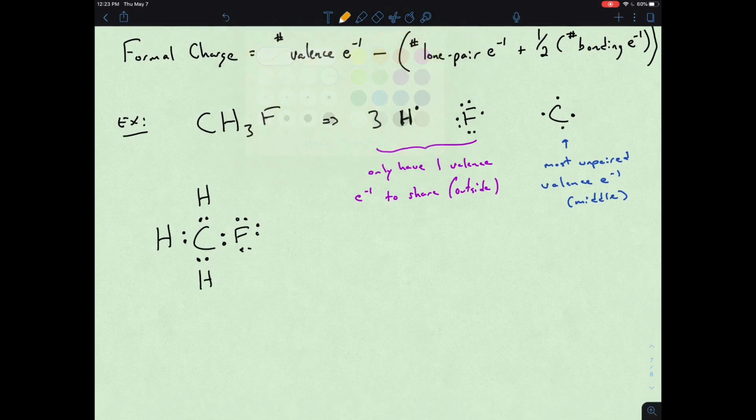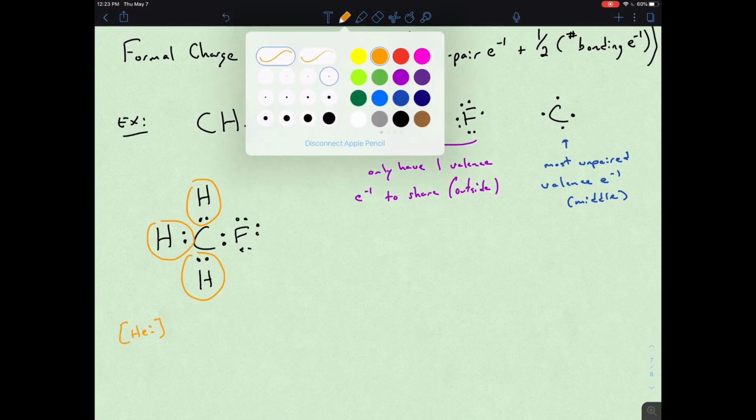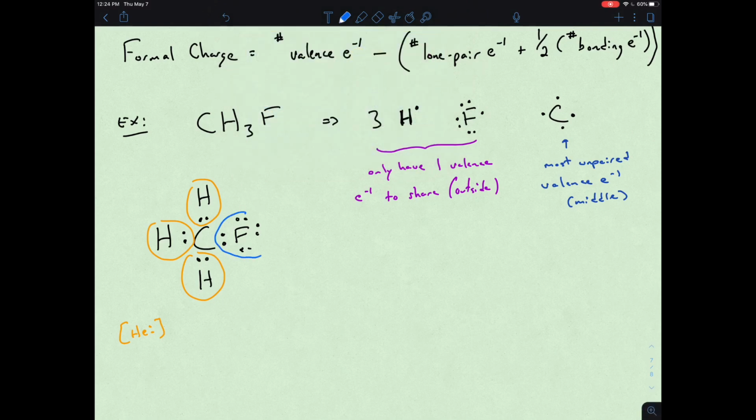If you look at each one of them, right, our hydrogens all have that noble gas configuration because they all look like helium. Our fluorine as well looks like our neon, and our carbon in the middle as well looks like neon. Again, that noble gas electronic configuration is why, right, our structure would look something like this.